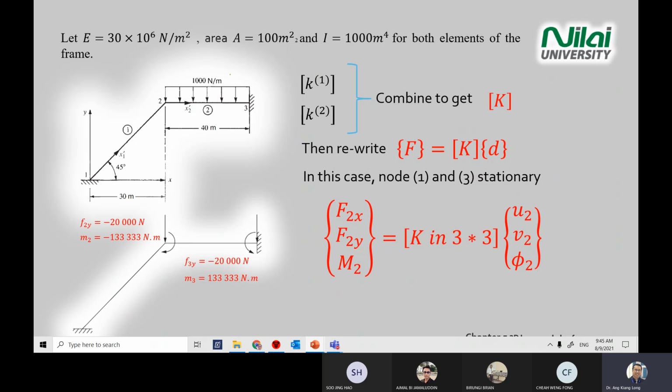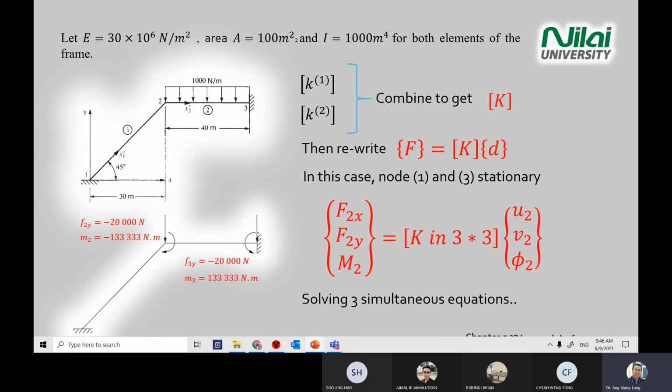All right, so you're only going to need to solve for the force at point number 2, because points 1 and 3 are mounted to the wall. Point number 2 gives you F2x, F2y, M2, and the K matrix is 3 times 3. The displacement is U2, V2, rotation 2.